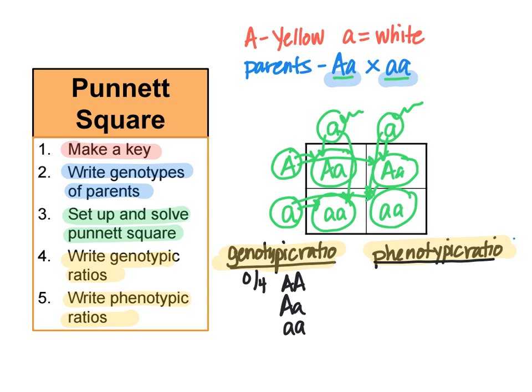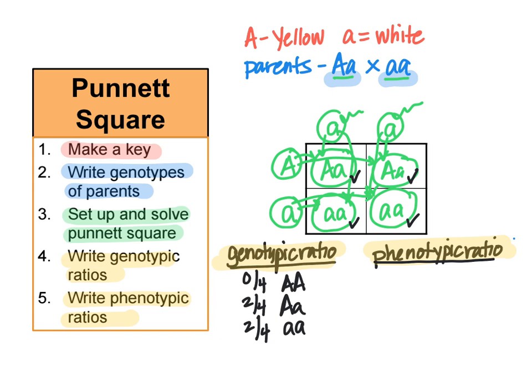If we look again, we can see that there are 2 heterozygous combinations. 2 out of the 4 squares are big A little a. Lastly, we can see 2 squares that are homozygous recessive. That's 2 out of 4. So these are our ratios for the genotypes of our offspring.